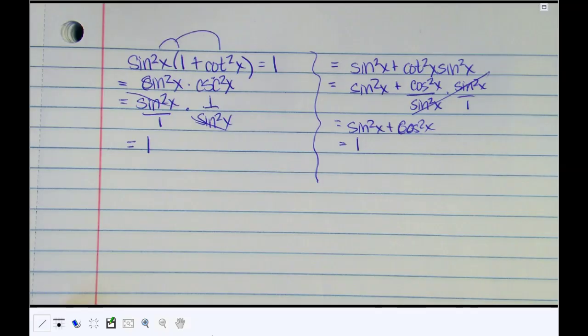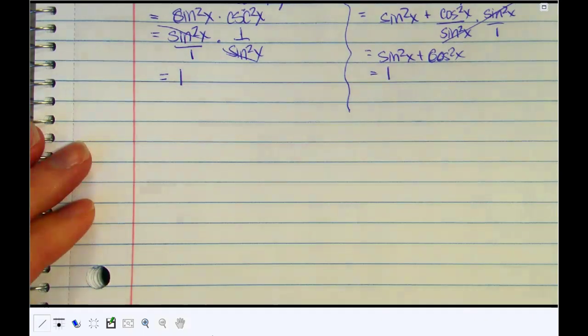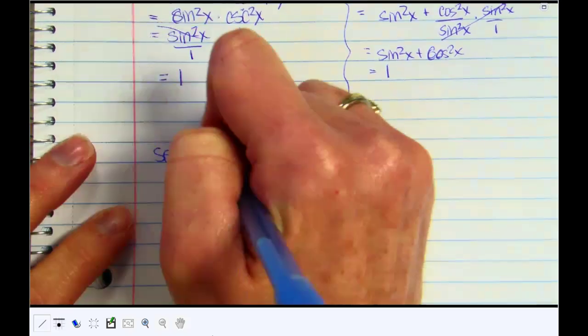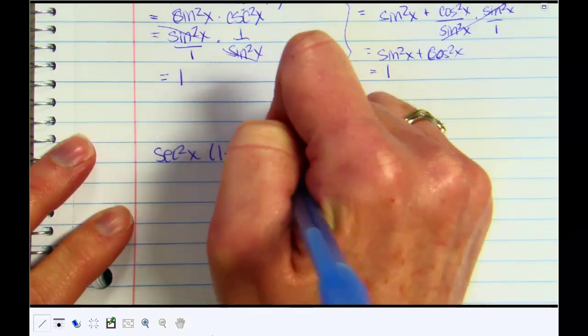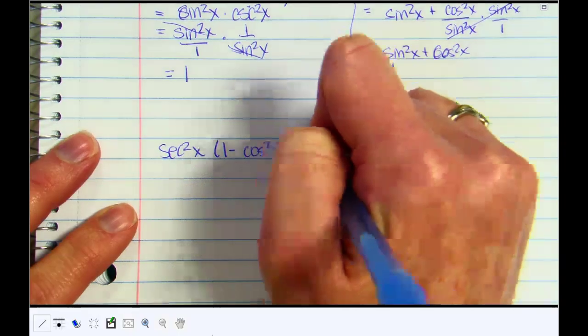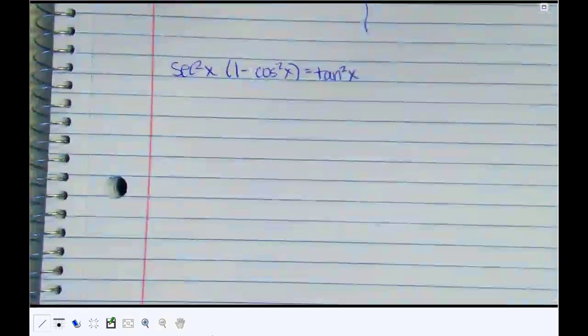Okay, so why don't you try this one? Let's go: secant squared x times 1 minus cosine squared x is equal to tangent squared. I said secant and then I said cosine, so there's lots of things flying around there. Multiple ways to do this problem.